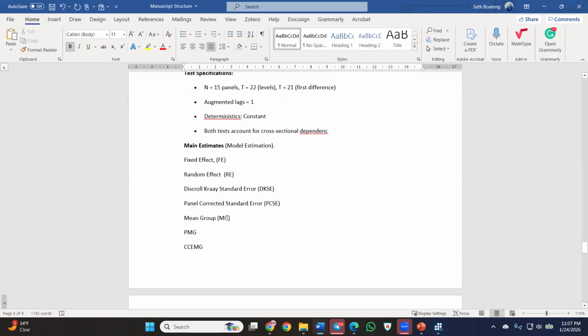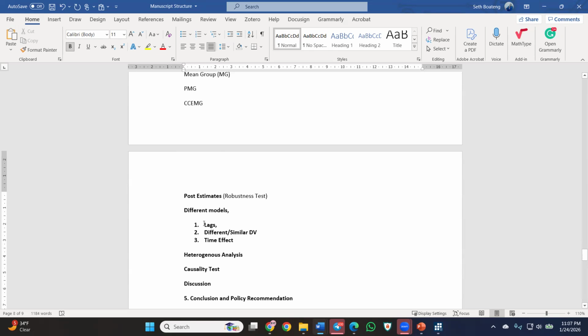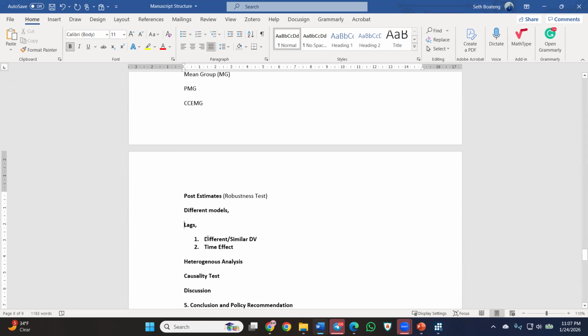So, and we have the robustness. And for this robustness, I said you can use lags, you can use different or similar DVs, and the time effect.